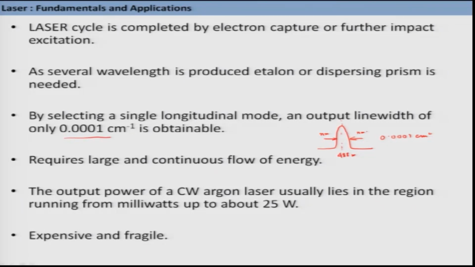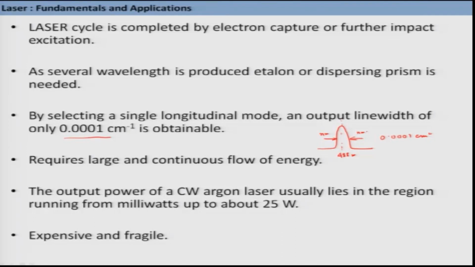Now this is an advantage. What disadvantage do we get here in the case of the argon ion laser? It requires a large and continuous flow of energy, because you have to maintain the population inversion there continuously.